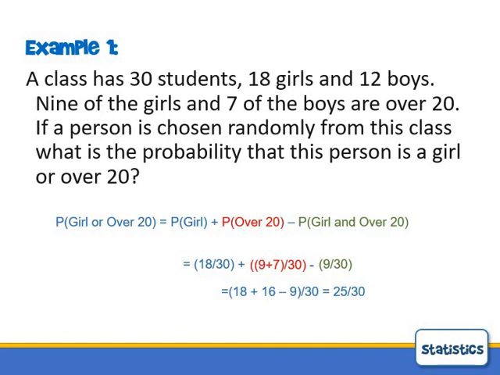We have a common denominator, so go across the numerators. We have 18 plus 16 minus 9 gives us 25 out of 30, which you could reduce if you want to or turn into a decimal. But there's an application of using the general addition rule for the probability of A or B. And so it'll reduce to 5/6 or 0.83 repeating. So about 83% chance.